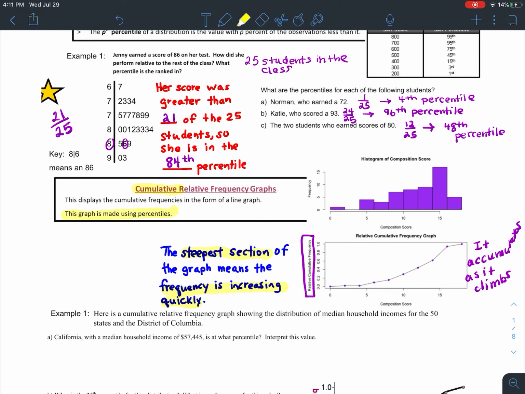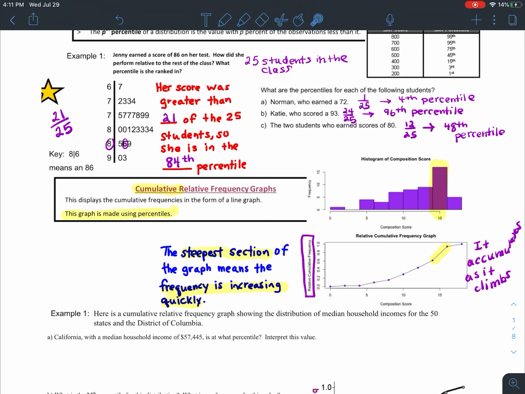Something that's definitely worth noting is that the steepest section of this graph indicates where the frequency is increasing the quickest. Okay, it looks like the steepest section of this graph might be that section right there, just to the left of a score of 15, or kind of in the middle of a score of 15. And look up here at the histogram. The histogram coincides with this bar right here that did have the steepest section, and so that's indicated with the steepest slope here.